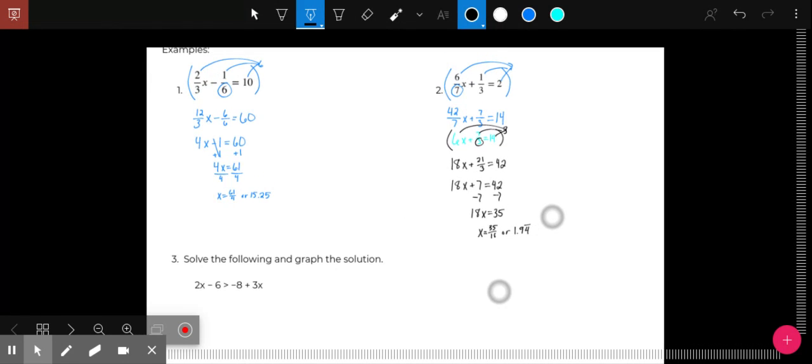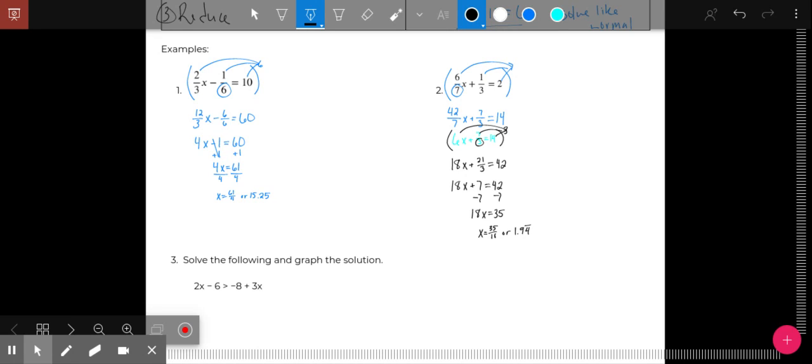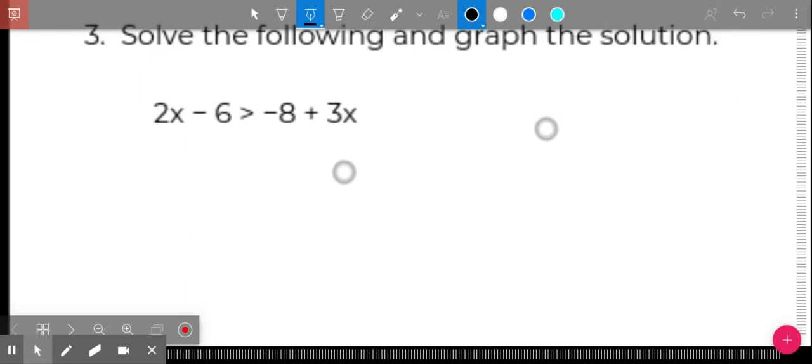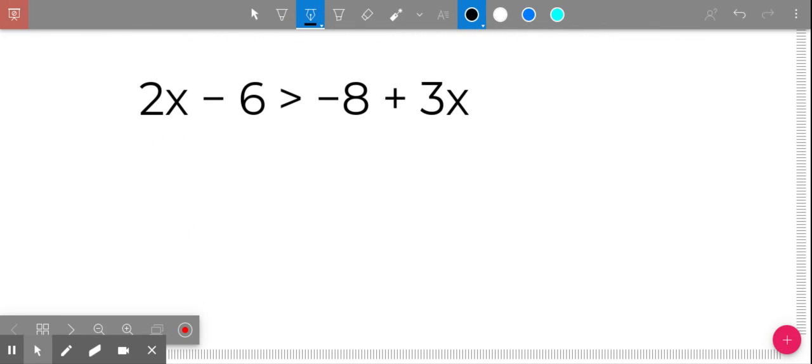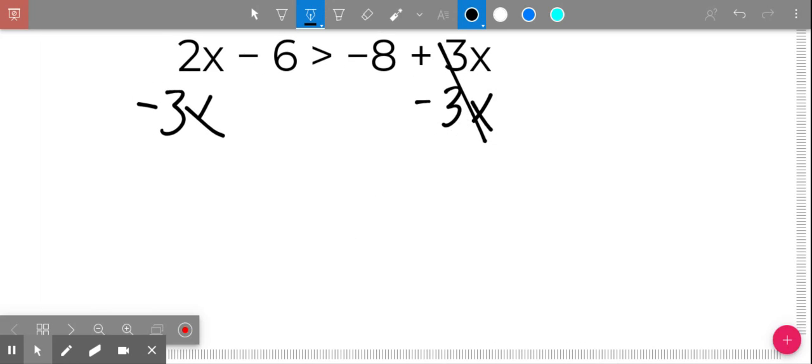All right. So now we're just going to have some review questions. If you have questions about those fractions, please make sure you're asking. Now we're just going to be looking at those review questions. We have 2x minus 6 is greater than negative 8 plus 3x. We're just going to solve for the x and get it all by itself. So I'm going to start by subtracting the 3x over. This will cancel out. 2 minus 3 gives me negative 1x minus 6 is greater than negative 8.